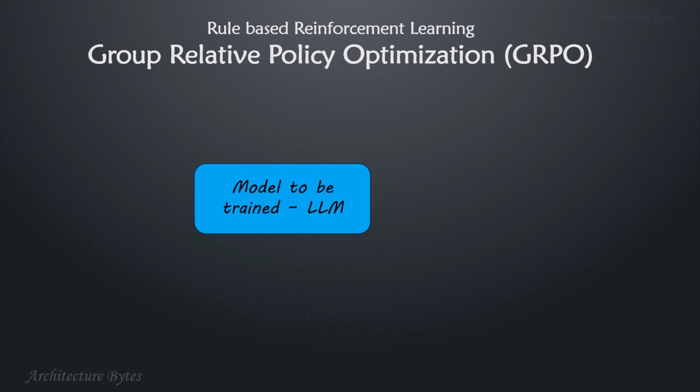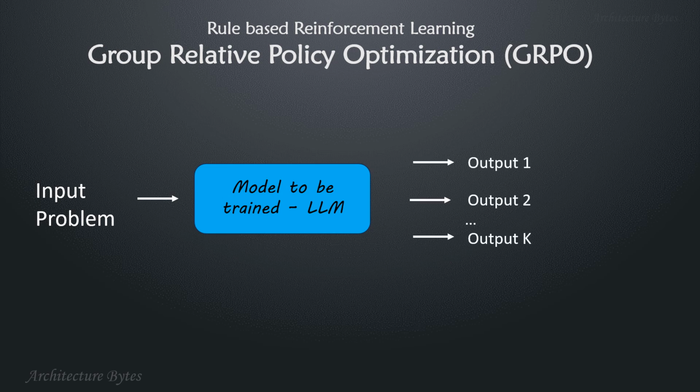The rule-based reinforcement learning approach is called Group Relative Policy Optimization or GRPO. During training, inputs are provided to the model, generating multiple sampled outputs, each containing both a reasoning process and an answer. GRPO evaluates these outputs using predefined rules to assign rewards.